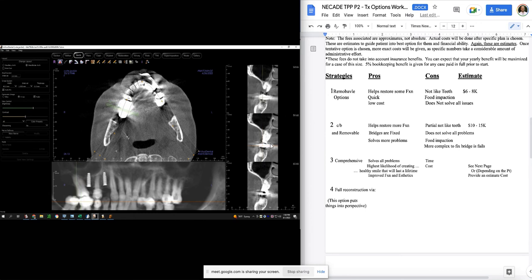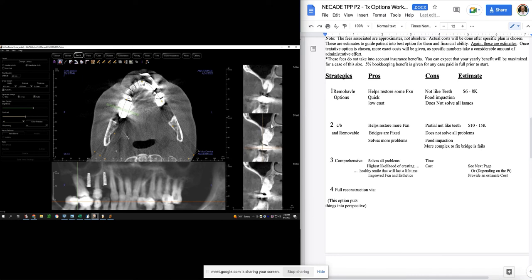So I can see right here, the bone comes up. That's the furcation right there. Let's zoom in on that.